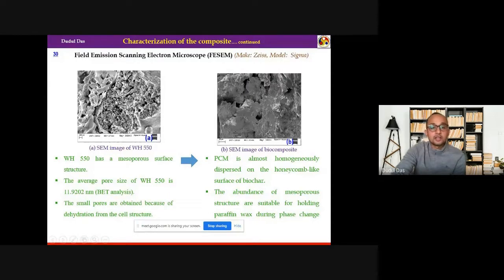The left hand side picture, figure A, shows the SEM image of the water hyacinth biochar. We can see there are various pores present inside, and the pore size of this biochar was around 11.92. That means it comes under a mesoporous structure, and the mesoporous structure is best for absorption because it is neither very high nor very low. This is the SEM image of the biocomposite. That means when we added PCM into the biochar, these pores are filled with PCM.